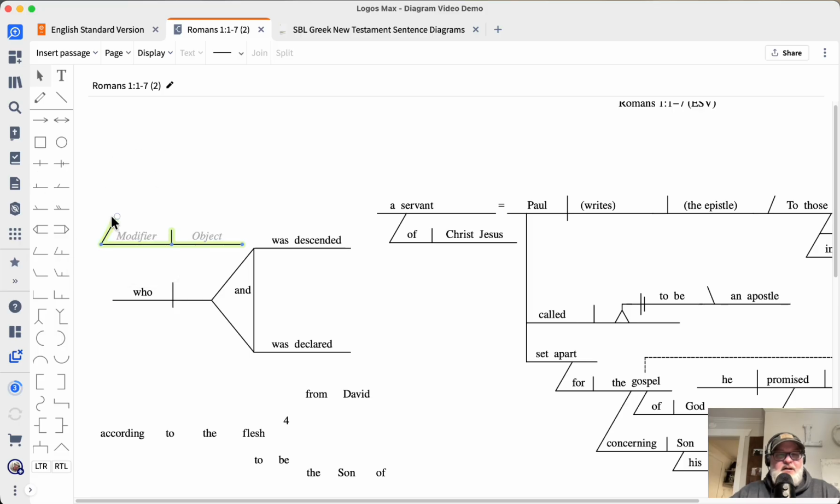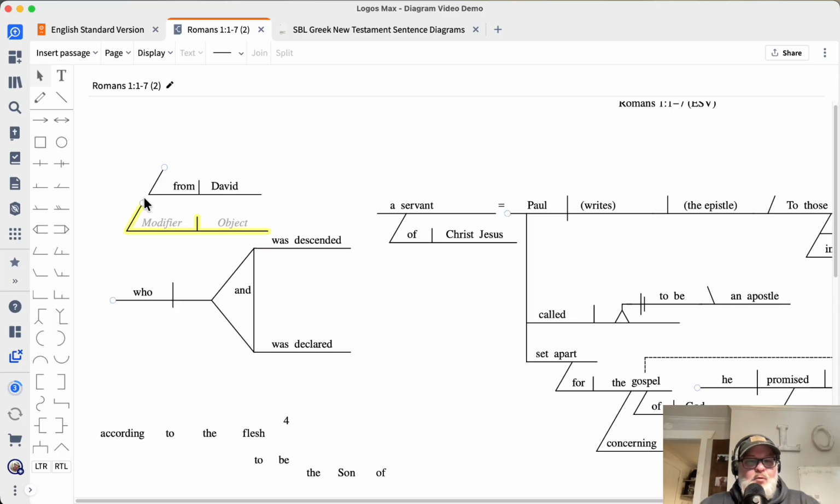So he was descended. How? Where was he descended from? He was descended from David. And he was descended according to the flesh. Wrong one, my bad.